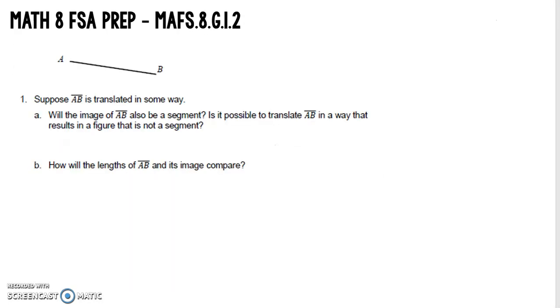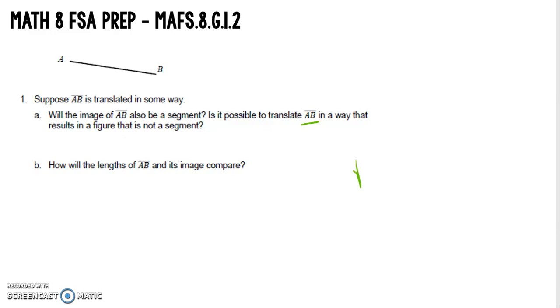So this first idea here is something that's crucial in geometry. It says, suppose that line AB is translated in some way. Will the image of line AB also be a segment? Is it possible to translate segment AB in a way that is not going to be the same?